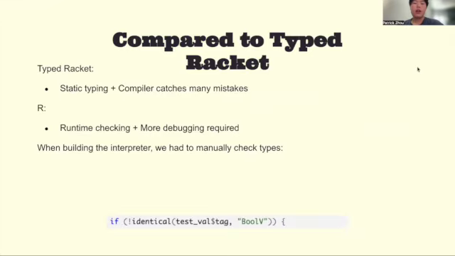Compared to Typed Racket, R gives the programmer more flexibility but fewer safety guarantees. Typed Racket uses static typing, which means the compiler catches many mistakes before the program runs. In R, we have to perform many of those checks ourselves inside the interpreter. For example, before evaluating an if expression, we manually check that the condition produced a Boolean value.